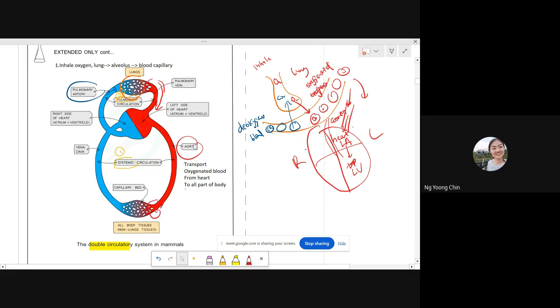Okay, so you can see that we have two kinds of circulation. One is systemic circulation. Systemic circulation only involves the heart and the body tissue. And we have the pulmonary circulation. Pulmonary, in medical terms, refers to the lung. So you have something like pulmonary disease, 肺炎. Pulmonary circulation only involves the heart and the lung.